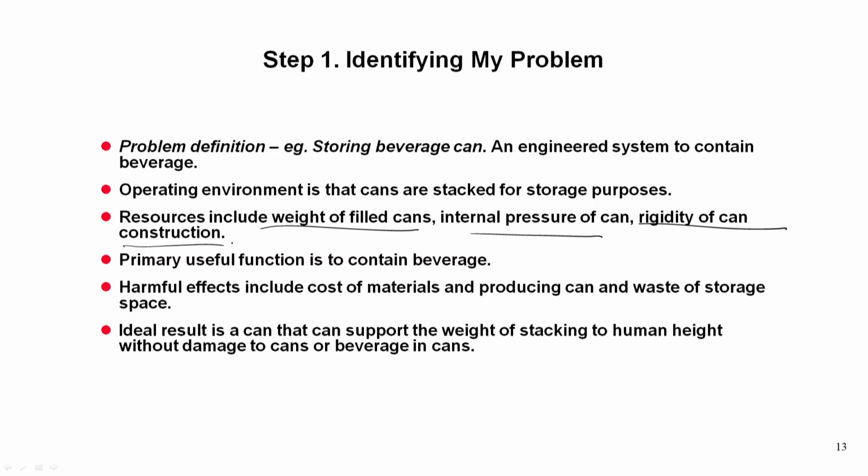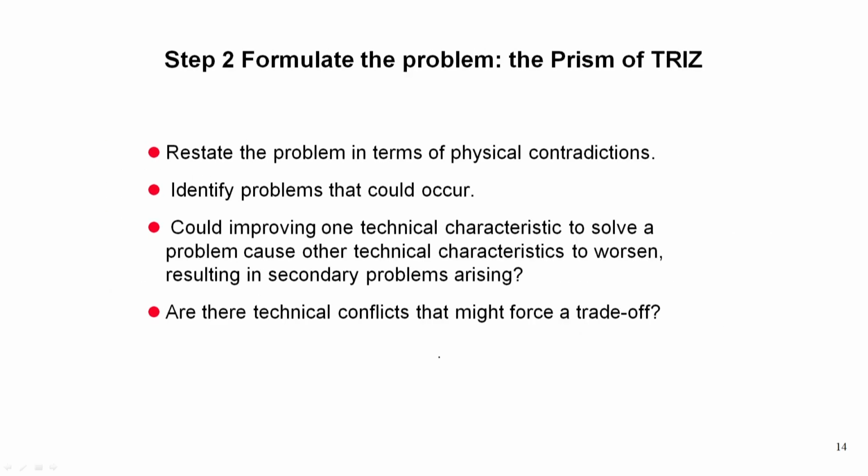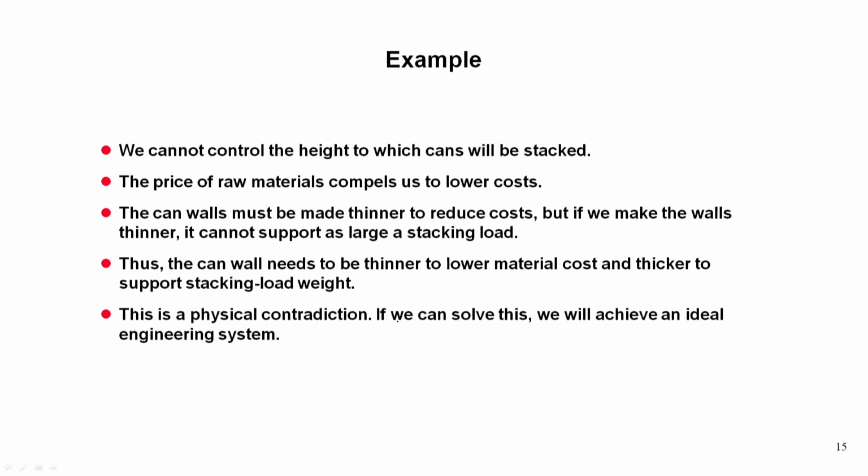An ideal result is a can that can support the weight of stacking to human height without damage to the cans or the beverage in the cans. That is typically the driving factor for, let us say, the Coca-Cola cans. Now formulate the problem in terms of the prism of TRIZ, that is, restate the problem first as a physical contradiction, identify the problems that could occur, then map it in terms of technical contradictions, technical conflicts, and then use the TRIZ matrix for the solution.